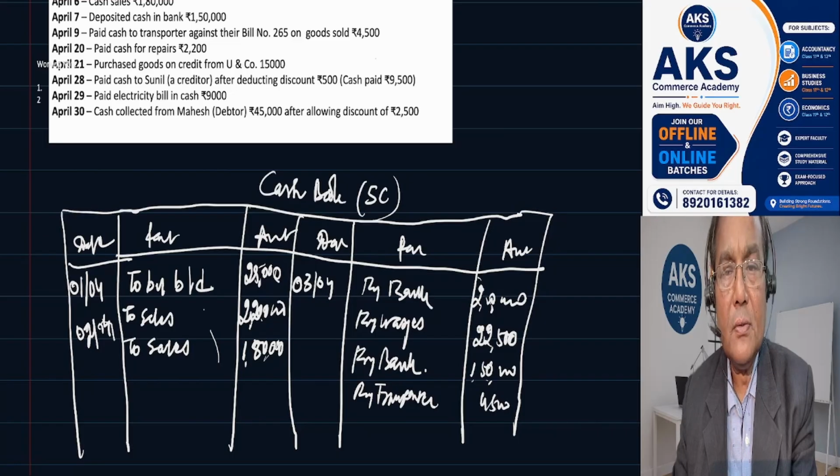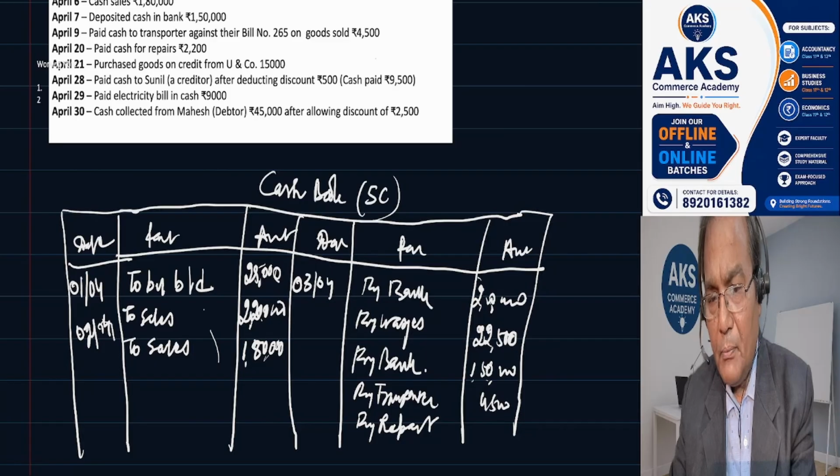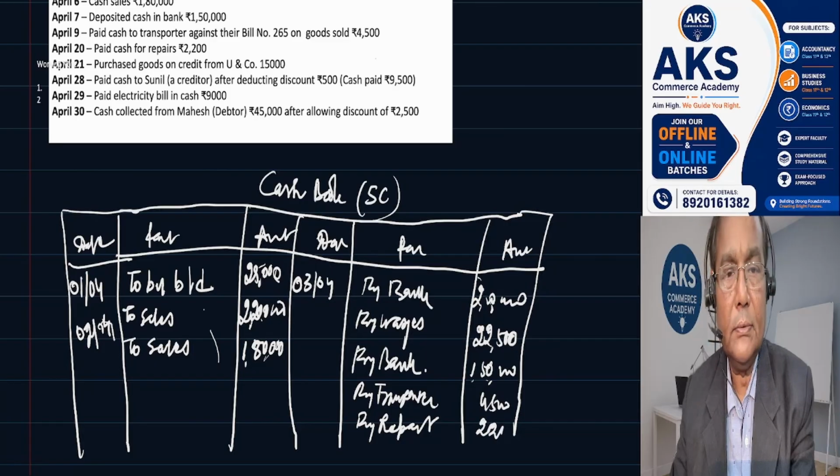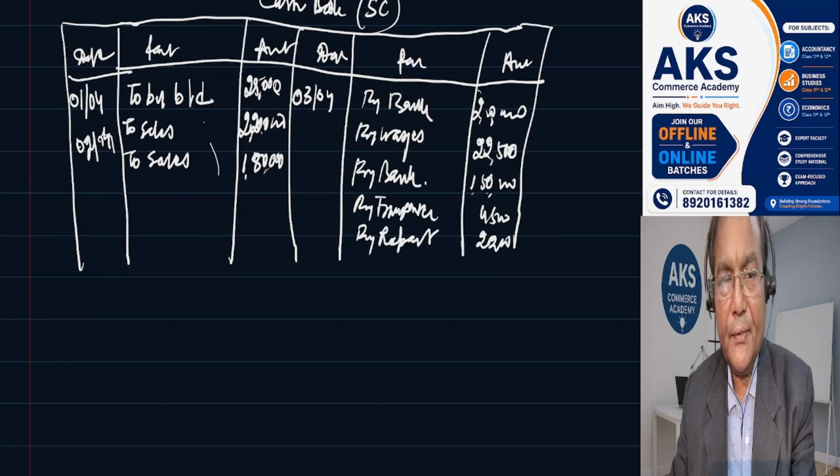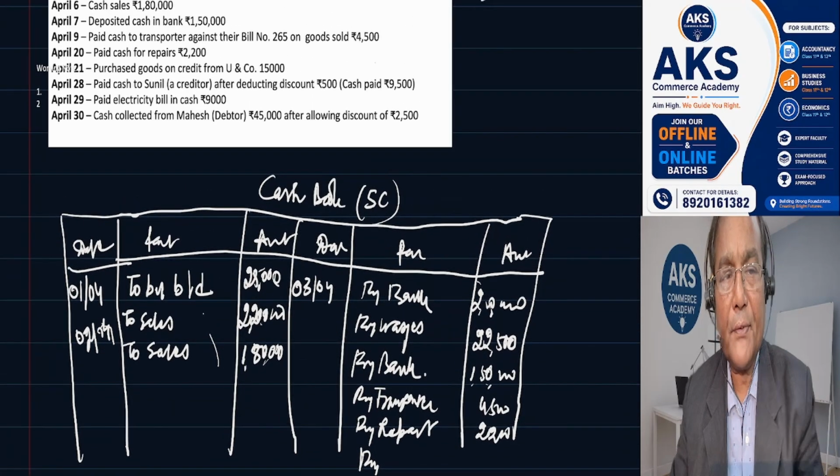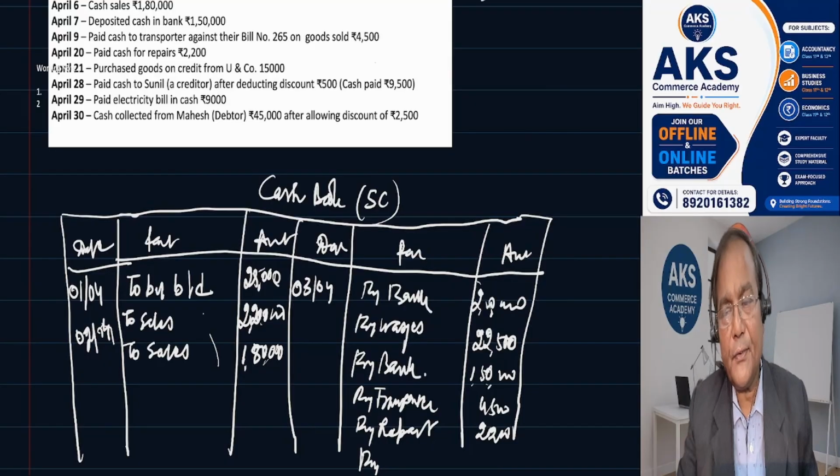Then paid cash for repair 2,200. So by repair, and write the dates. 2,200. Purchased goods on credit from you and company 15,000. So purchases. Purchase debit to cash by purchases, but it is a credit purchase. Purchase goods on credit, so it is not going to be entered. So this is not entered.